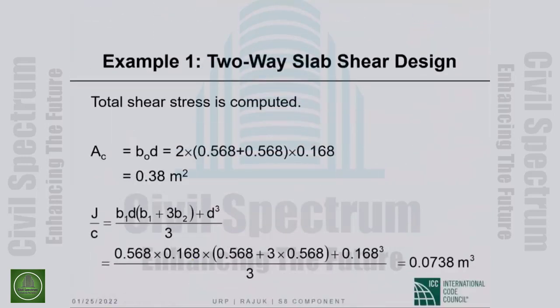The A sub C for an interior, we now have 4 faces to the critical section, each equal to 568. And that is the depth. So A sub C is 0.38 square meters. J sub C, if you go back to the PCA chart, this is the interior. This is case 2. That is J over C. That comes to 0.738 meter cubed.